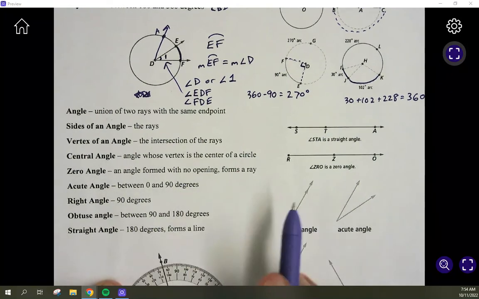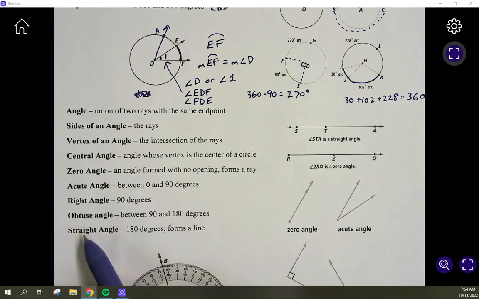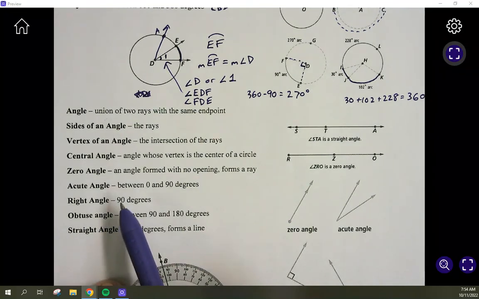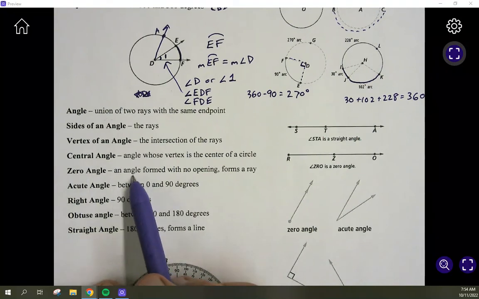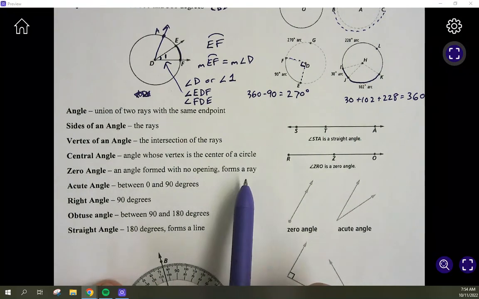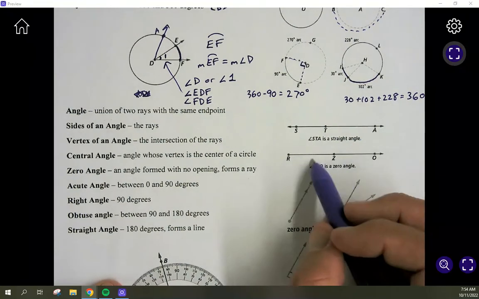A zero angle. This one actually tends to confuse people, especially when we compare it to a straight angle. So we'll take some time to talk about those. A zero angle is 0 degrees. So that's an angle formed with no opening. It forms a ray. So here's your 0 angle.